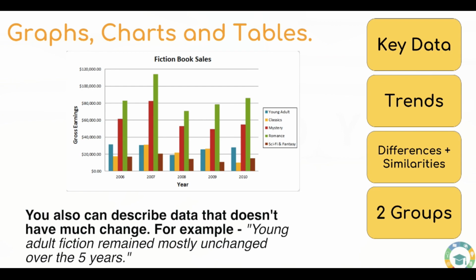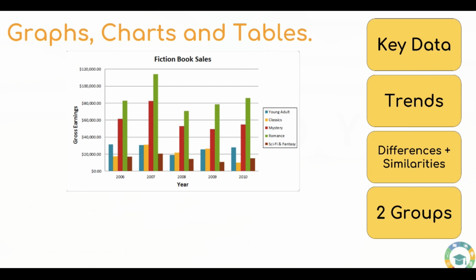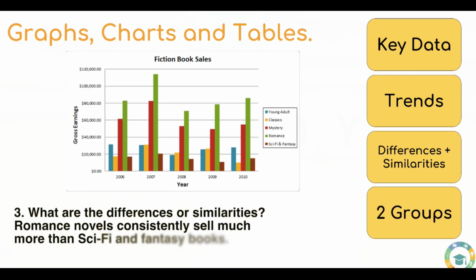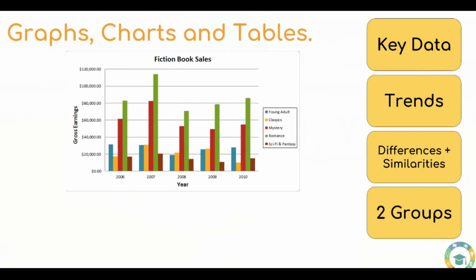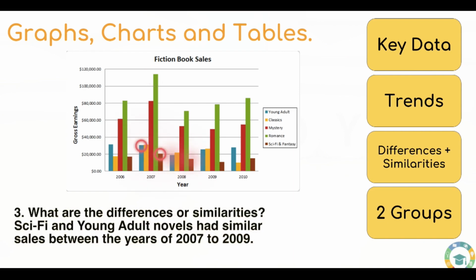So what about the differences and similarities in this graph? The biggest difference I can see is between romance novels and sci-fi and fantasy. Romance novels have much higher gross earnings than sci-fi and fantasy, and therefore sell a lot more books. For a similarity, you might report young adult and classic novels, and between the years 2007 to 2009, their gross earnings were pretty much the same.